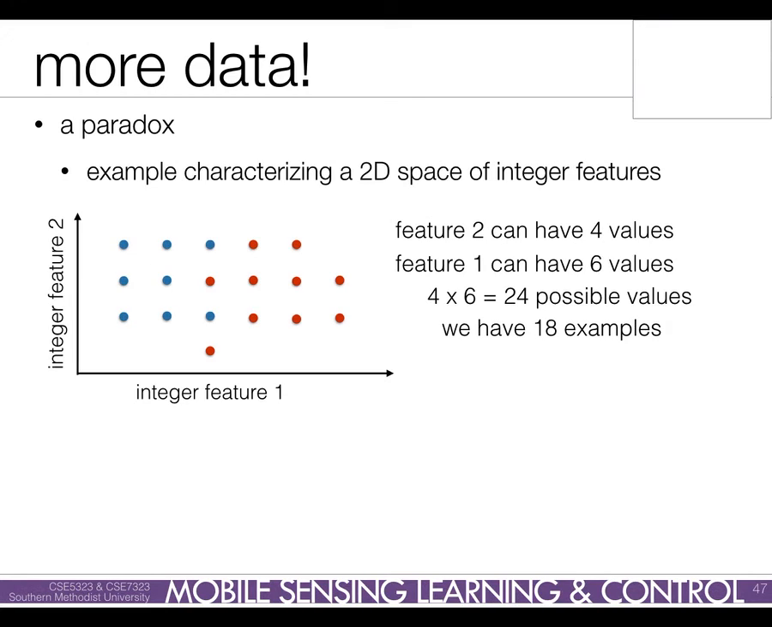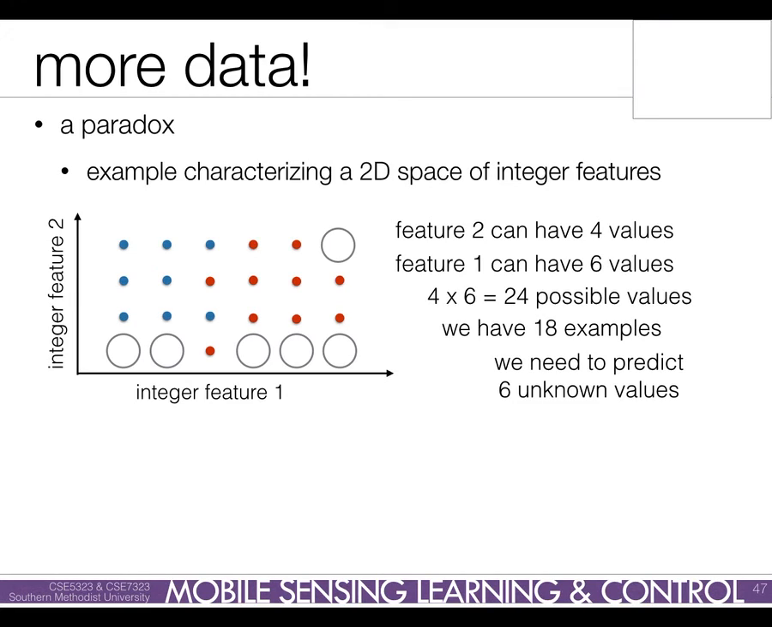Okay, so let's say we have 18 examples. Up here we can see the blue examples, and here are the red examples that happen over here. Based on this data, when new data comes in, we have to develop an algorithm which will predict those 6 unknown values in our space that we don't have examples for. So we have to come up with an algorithm that's going to choose those.